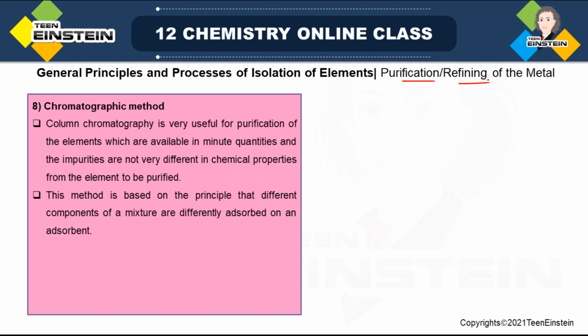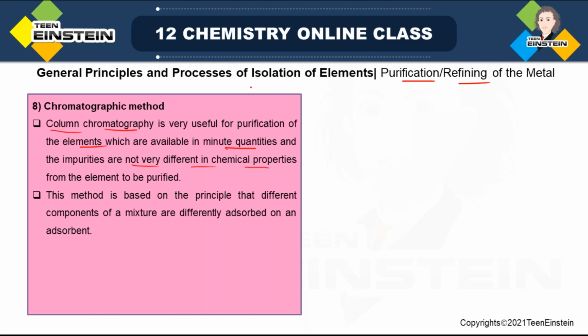Here by chromatography, basically we are considering column chromatography. So we will use a column, and it is useful for purification of elements which are available in minute quantities. So these are the conditions. Even if the amount is very little, it is fine, and the impurities are not very different in chemical properties from the element to be purified.